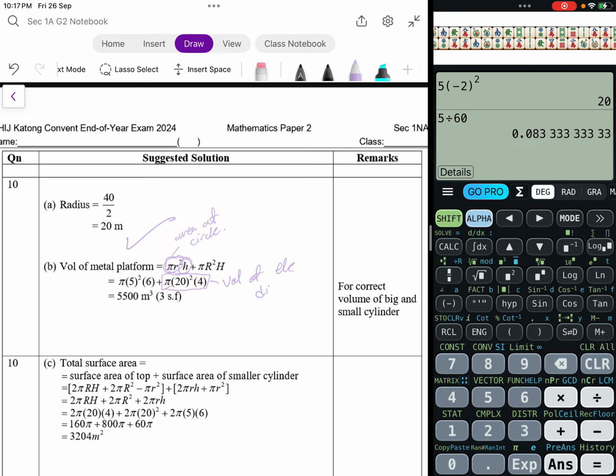The disc meaning the flatter one. This is the one, the bottom one, right? The bottom one, the radius is 5. Okay, this is volume of cylinder.